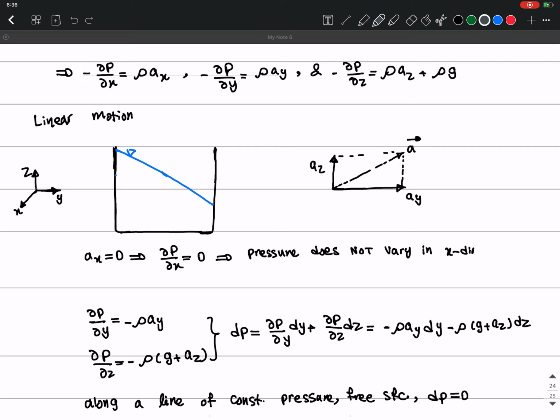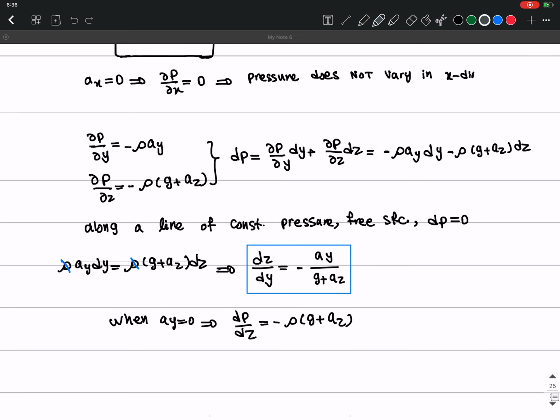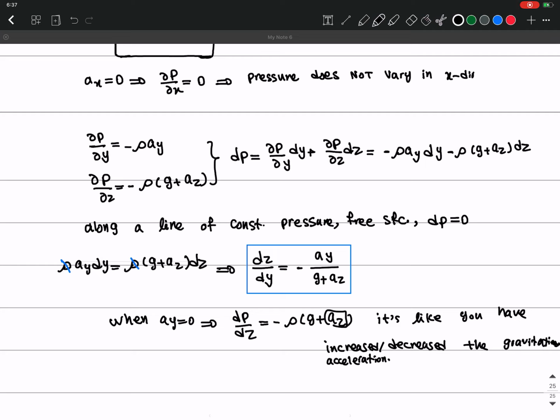So as you expected, this is not going to change this theta direction, right? It's going to be 90 degrees, and we are going to have a flat surface. It's like you have increased or decreased the gravitational acceleration. It's like you added this virtual acceleration to this g, to this gravitational acceleration that we have, right?